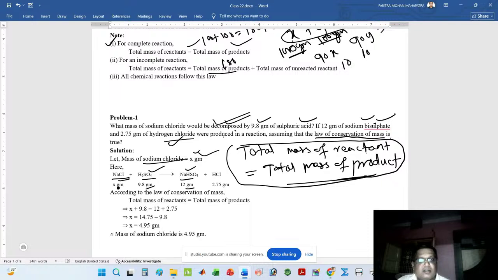Look at that. 2.75 gram of hydrogen chloride were produced. So here I have written plus HCl, and I have written in the bottom of HCl that is your 2.75 gram. Look at that, here NaCl and H2SO4 belong to the reactant, and NaHSO4, that is your sodium bisulfate, and HCl belong to the products.